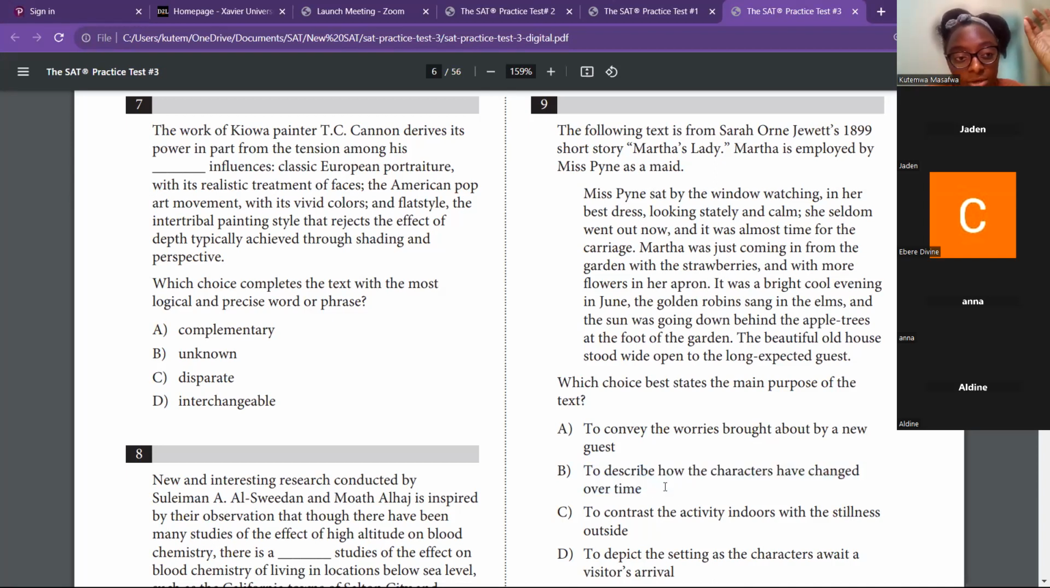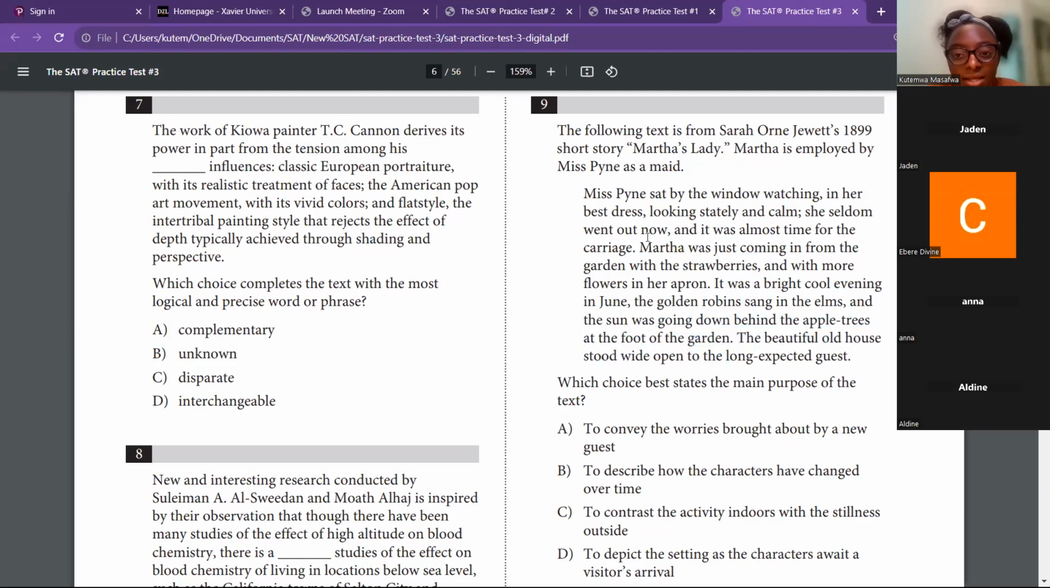This has an element of truth. I say this because there's a part that says, so we have Miss Pine, right? She was calm. She seldom went out now. So there's this very tiny part that's like, oh yeah, she's calm now. Like she seldom went out now, meaning she used to do it a lot, and now she doesn't do it. But if you look at the rest of the passage, it says Martha was coming in, flowers in her apron. She was basically doing her job behind the apple trees.